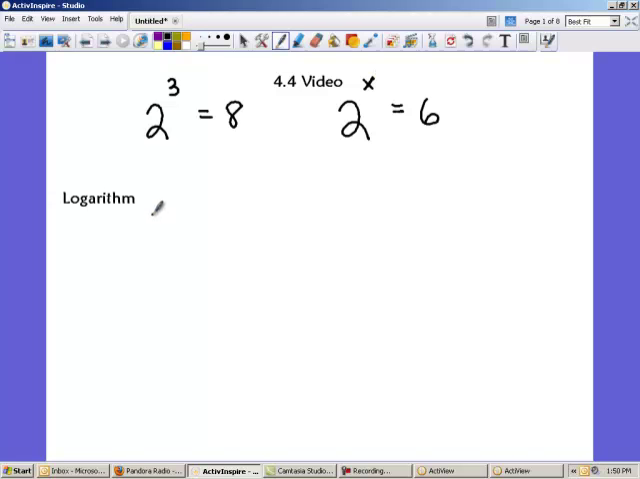And logarithms are in this general form. So we have the log with a little base of a number equals x. And how we transform this into an exponential form would be the little base raised to the answer out here, and it equals the bigger number.